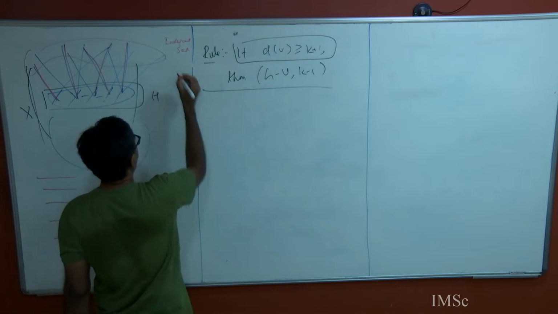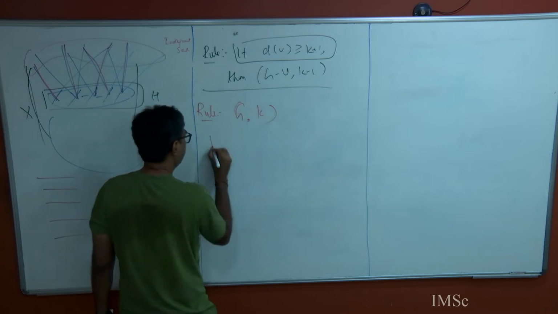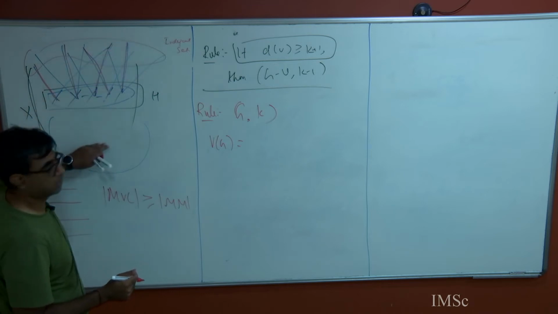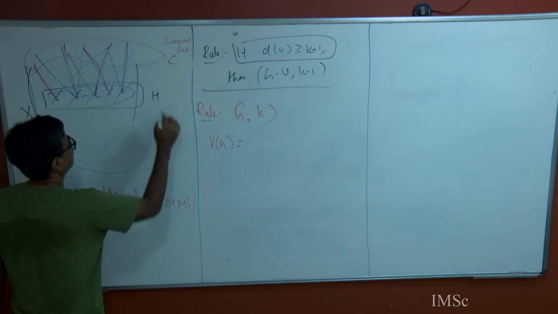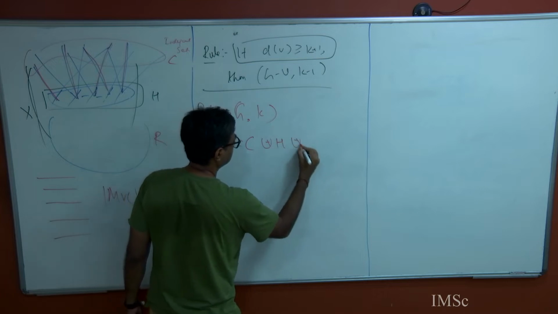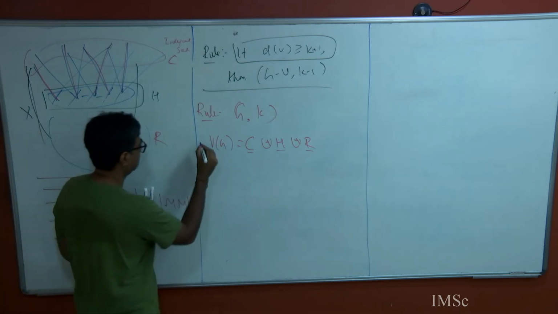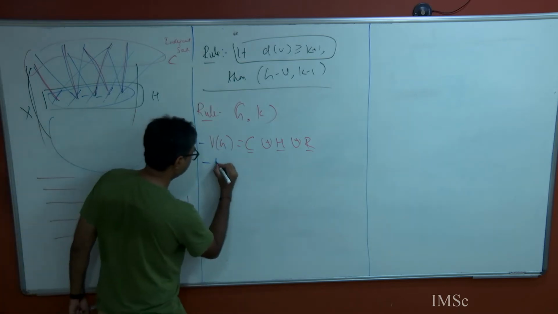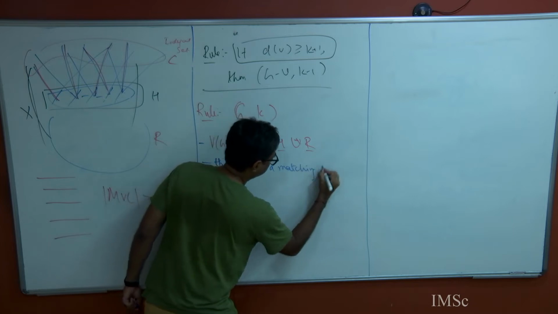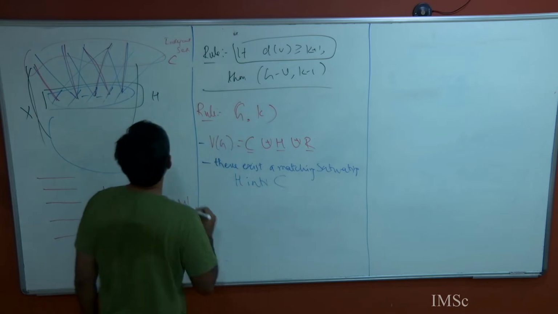So basically, this rule has a graph G and an integer k. The vertex set of G is partitioned into three sets, let's call them C, H, R. What is another property we have here? There exists a matching saturating H into C.